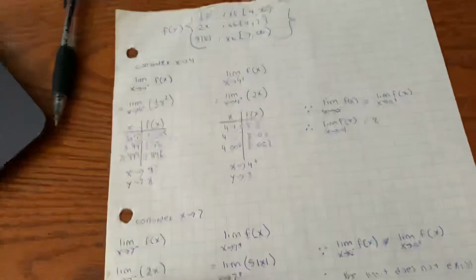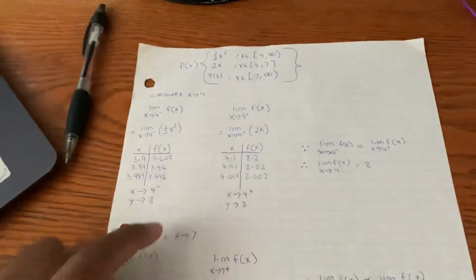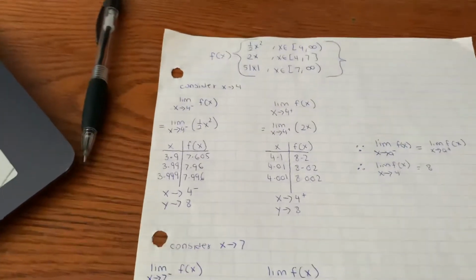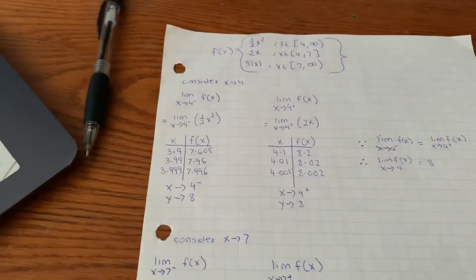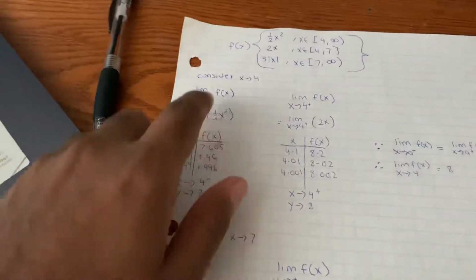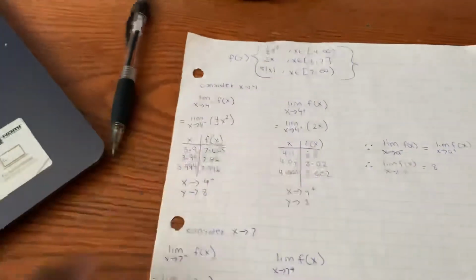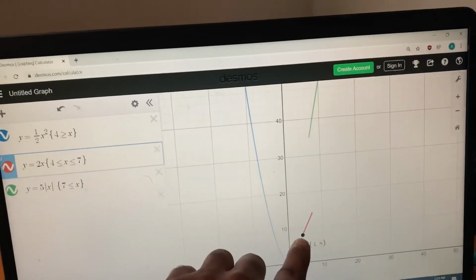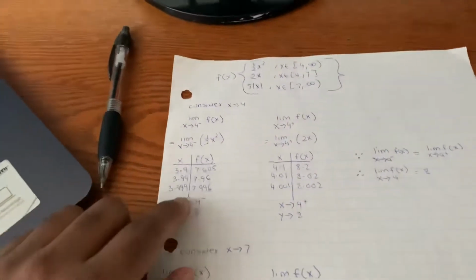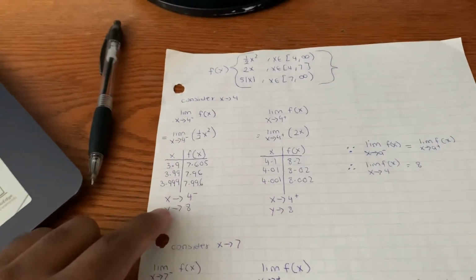So the work I've done here, I found the limits at each junction point. The first one, right here, I found the limits approaching 4, because that is the first junction point. I approached it from the left side, and for that I used the first function, the parabola, or the quadratic, sorry, because that is the function that approaches 4 from the left side of the function as a whole. So that's why I use that, and I got a value of 8.